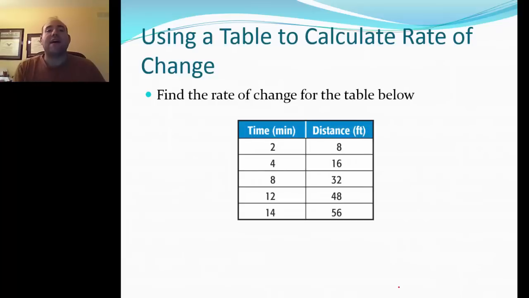All right, here's a table of values. So we want to see the rate of change for the table. Same idea. So we're just going to pick any 2 points we want. Maybe I'll use 2,8 and 12,48, and we'll do the same thing.